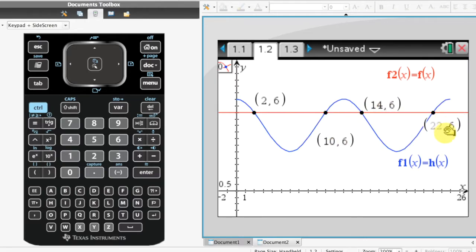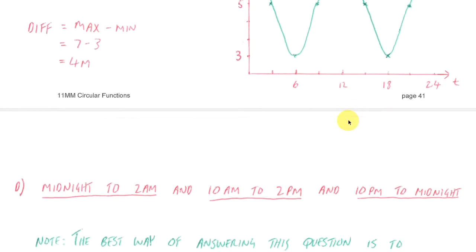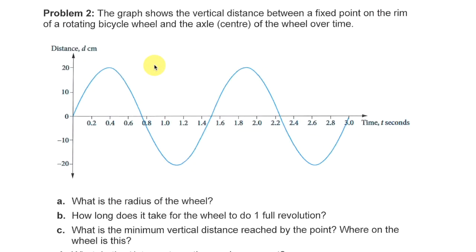So now it becomes really clear that it's between midnight and 2 a.m. It's between 10 a.m. and 2 p.m. and it's between 10 o'clock at night and midnight again. So when I look at my solutions here, that's what I can easily write down. And the rest of the information is similar to what I've described to you on the CAS. Okay, so here we are with problem 2.